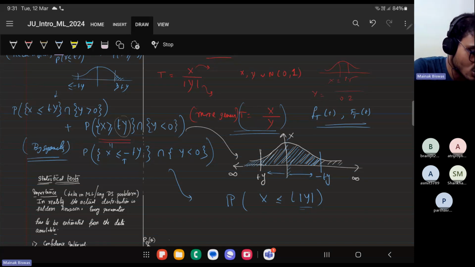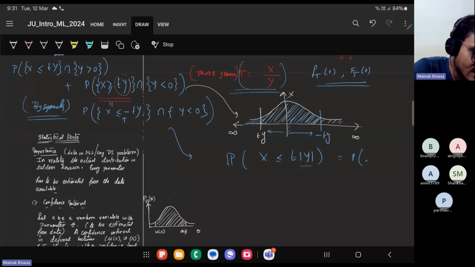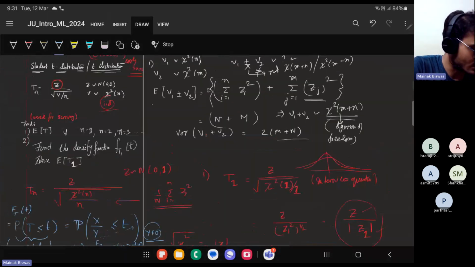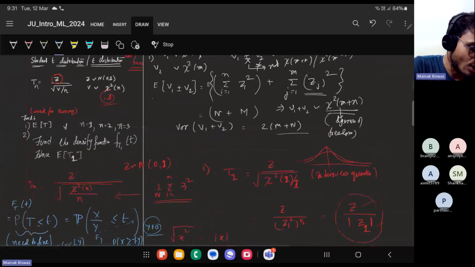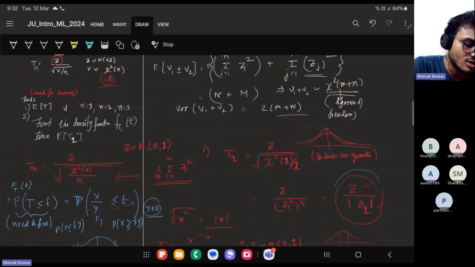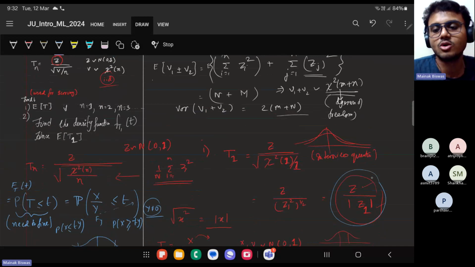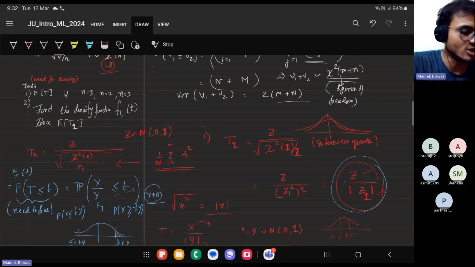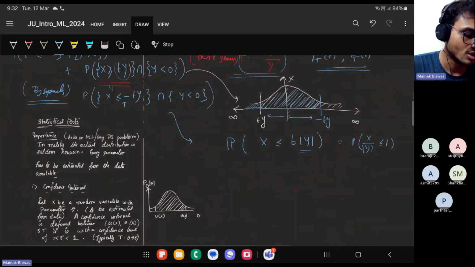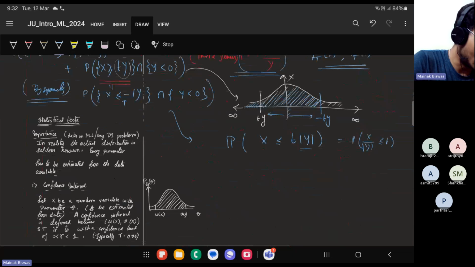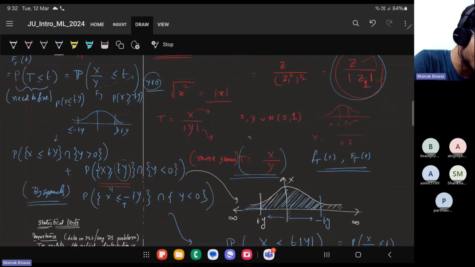So you see, this is also equivalent to saying the probability x by mod y less than or equal to t. So this is also your Cauchy or t distribution, t1 distribution, which we had found here. So in our general case, both of them have the same distribution. Mod also, if you have the denominator as a mod, and even if you don't have the denominator as a mod, both have the same distribution. This is also called a Cauchy distribution. Remember this. This is called Cauchy distribution.